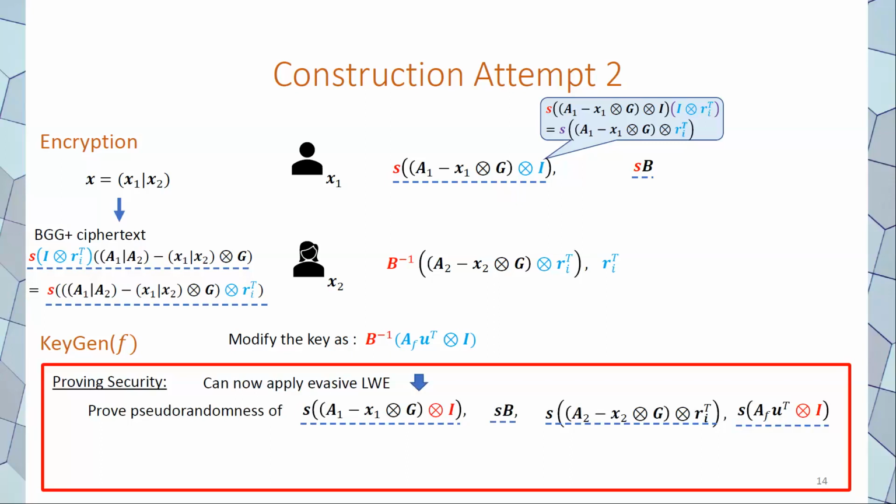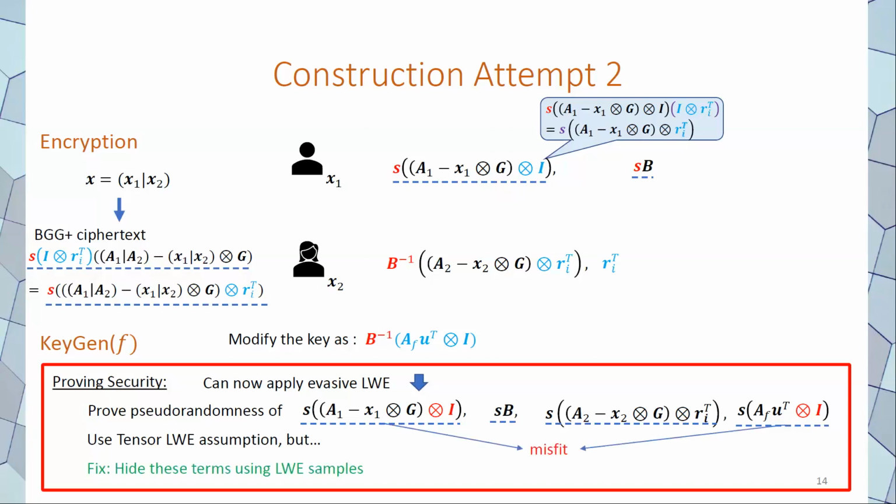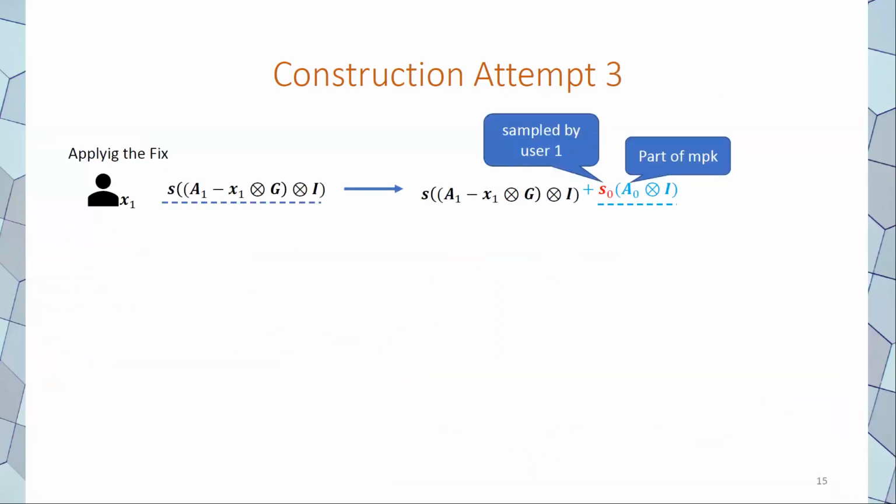So again, it looks like now we can apply tensor LWE. But again, the first and the last term are problematic because tensor LWE expects random matrices instead of these identity matrices. And therefore, the trick from B22 comes in handy, that we hide these terms using fresh LWE samples. So now user 1, instead of giving out only this term, hides it using S0 times A0 tensor I, where S0 is freshly sampled.